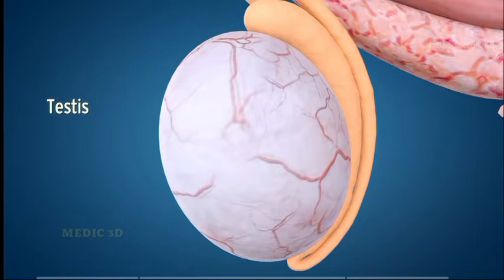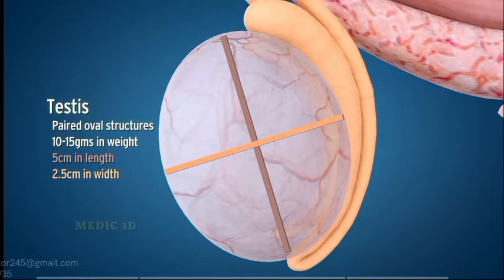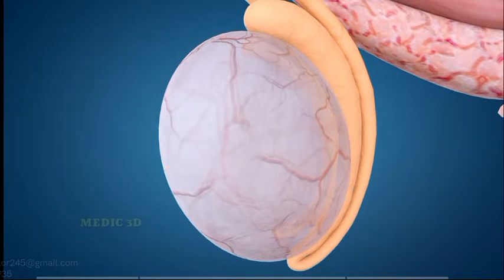Testis. The testes are paired oval structures, each weighing about 10 to 15 grams, 5 cm in length and 2.5 cm in width, and are located outside the abdominal cavity in the scrotum. The temperature in the testis is generally 2 degrees lower than the body temperature, which is ideal for the optimal development of the sperm. The testis in males relate to ovaries in females.